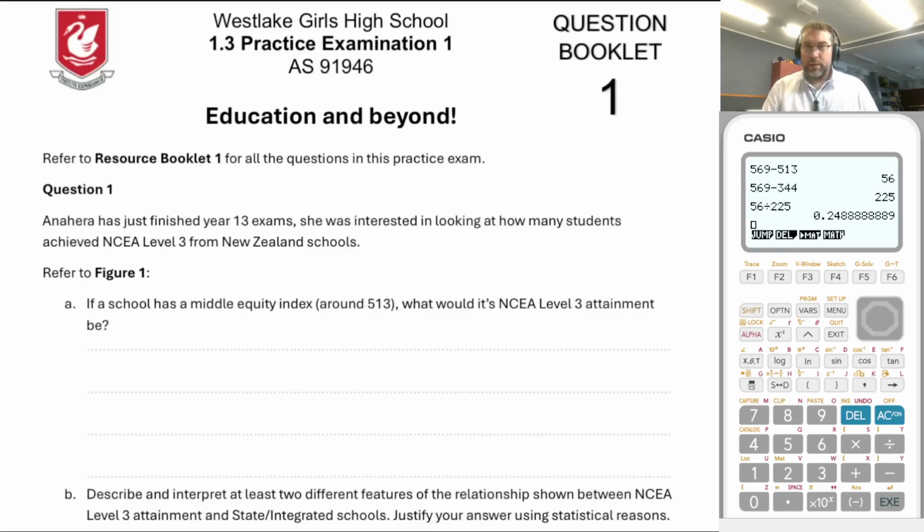So back on my answers, I'm simply going to write approximately 20%. The answer schedule, when I've just looked at it, actually says use the trend line to find the attainment rate to be about 25%. It's interesting that it doesn't ask you to show how you've done that. It would be good to be able to hand that resource booklet in with that detail on there. Let's go and have a look at the second question.